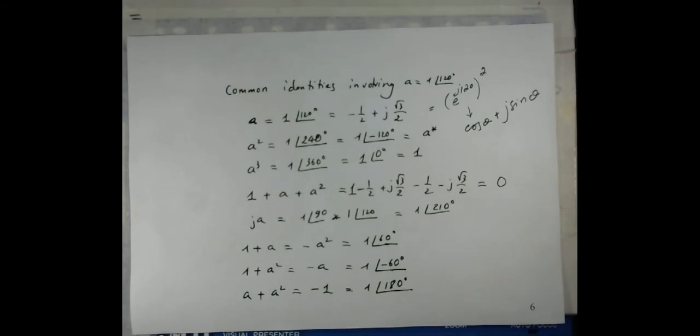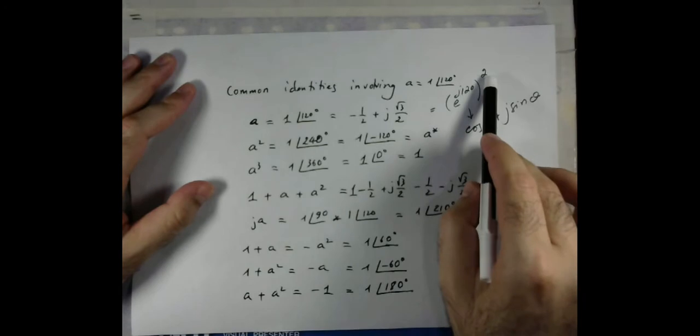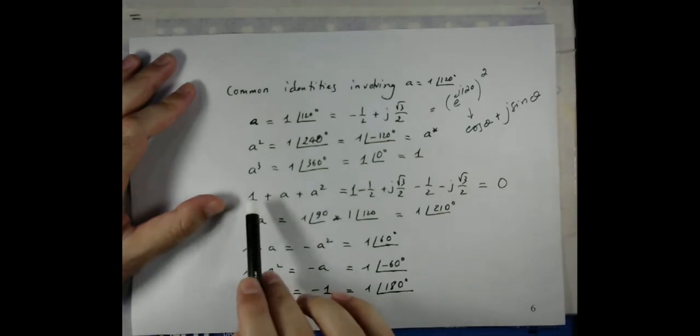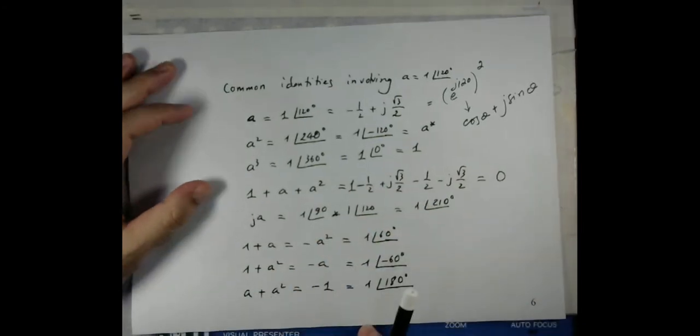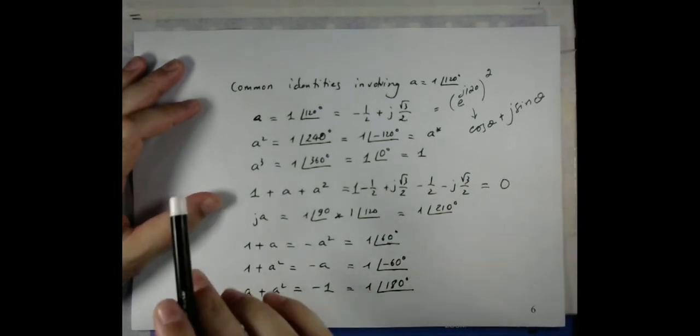A cubed, or a power 3: as I mentioned, if we put a 3 here, it will become 360. So this is the same as 1 angle 0, which is 1. These are some identities I am talking about, that we will use when we talk about the transformation matrix. We will discuss that later on.